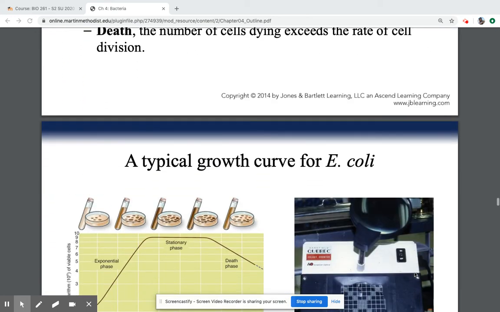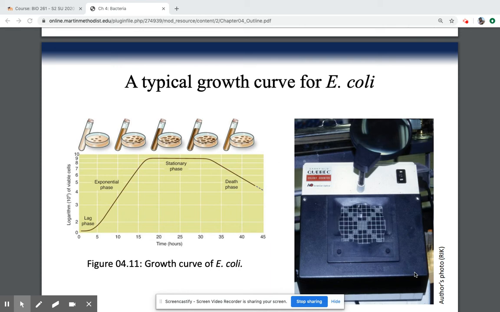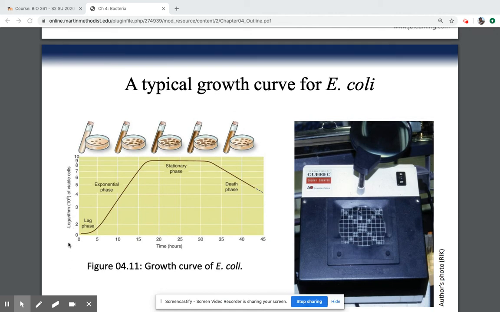So, what does this look like? If we take Escherichia coli, notice its lag phase. On your x-axis, time in hours; on your y-axis, logarithm, 10 to the n, so number of generations. If we look at our lag phase, notice at 0 hours, then at 5 hours, bacteria during its lag phase is getting accustomed to its environment.